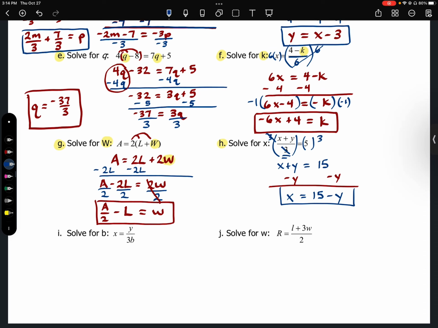All right, last two, we have I and J. Let's start with I. I says solve for B. X equals y over 3b. So if we're trying to solve for b and it's in the denominator, we got to find a way to get it out. So we're going to multiply that by a 3b. And if we do that, we're also going to multiply the left side to keep it balanced. Now this 3 and this 3 will cancel. This b and this b will cancel. So what we're looking at right now is 3 times b times x is going to equal y.